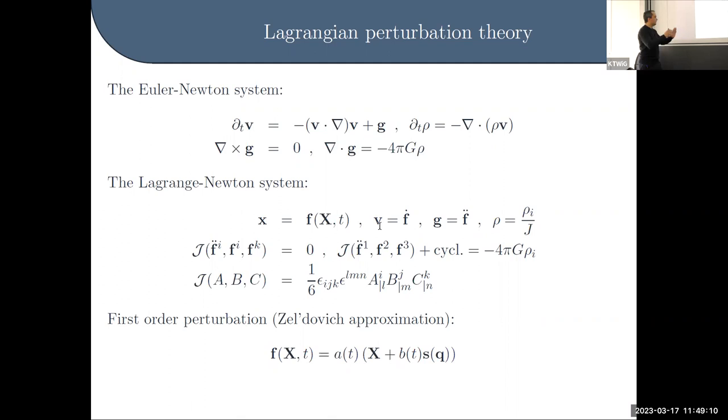So if our background fluid is evolving following the Hubble law, we do a small perturbation and then we evaluate all of the relevant quantities just by inserting this perturbation into the equations. As it turns out, the first order solution of this Lagrangian perturbation theory is exactly the Zel'dovich approximation.